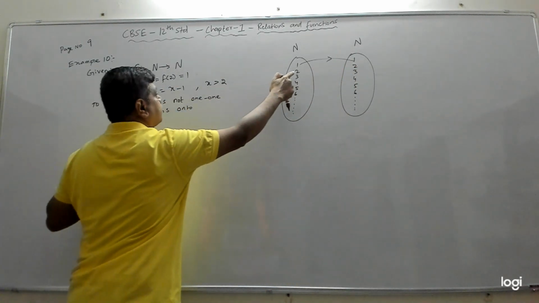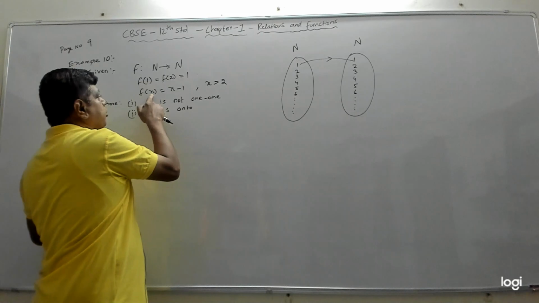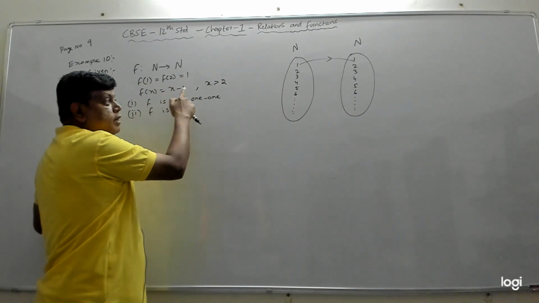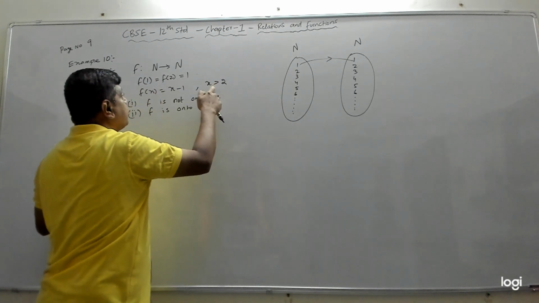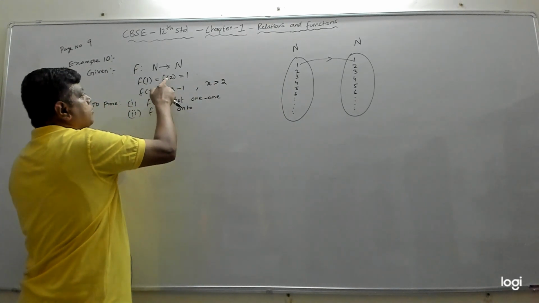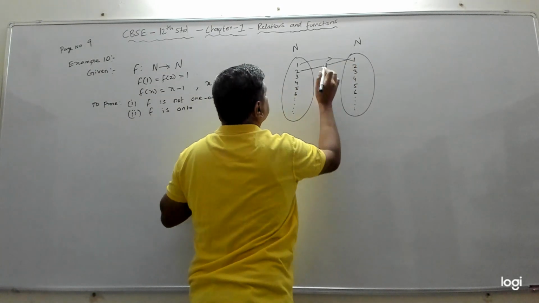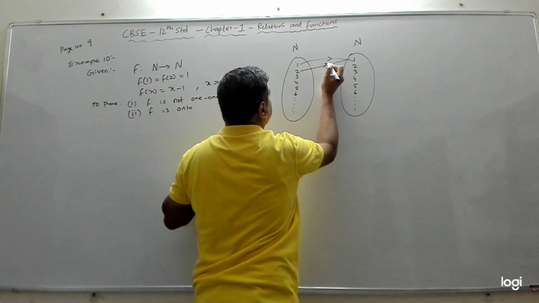F of 2, if I put 2, I cannot use the formula x minus 1 in this function because only when x is greater than 2 can I use that. But x is equal to 2, so I have to go to the first condition. When x is 2, what is f of x? That is also 1. So 2 also goes to 1.